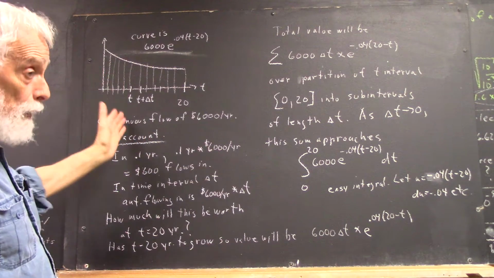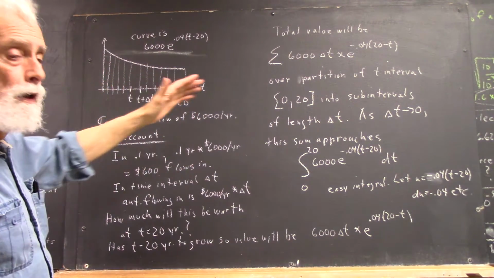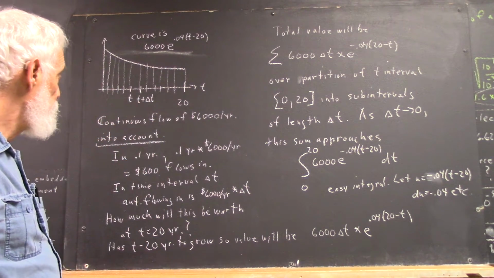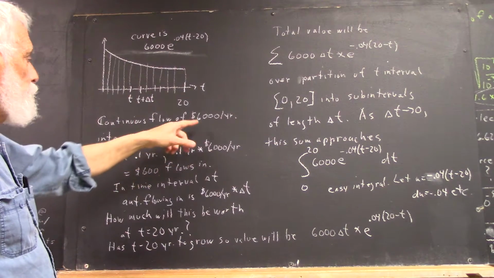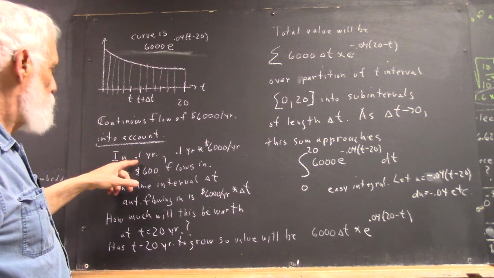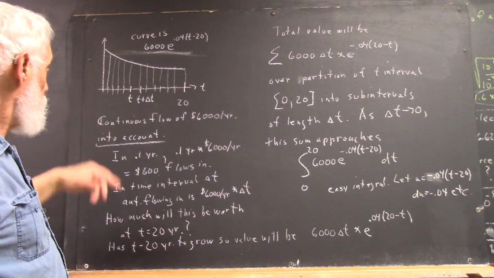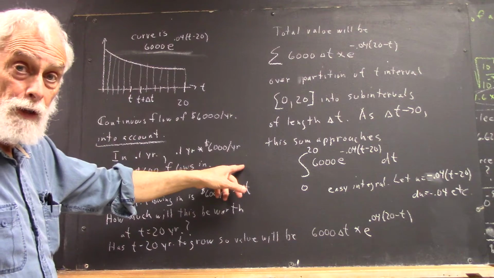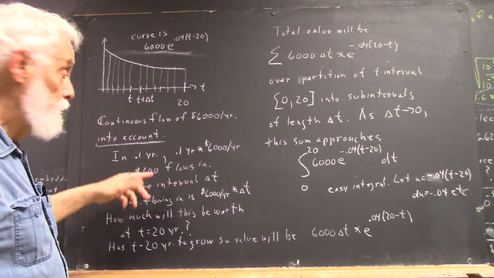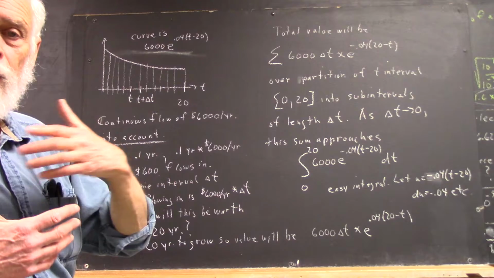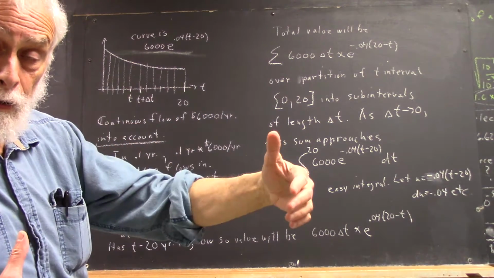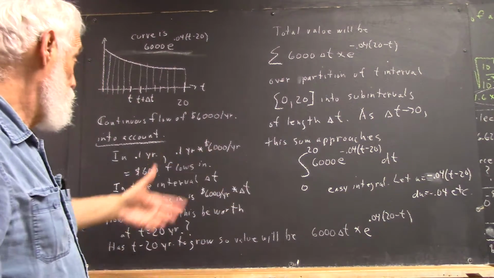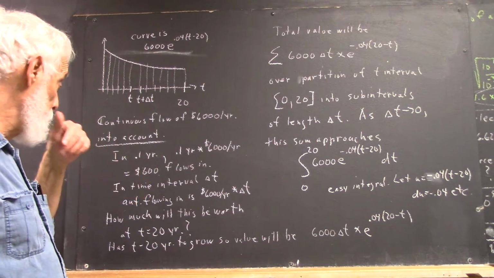Then we want to ask ourselves, how long does it have to accumulate? So we take a typical interval from t to t plus delta t. In 1 year, at this continuous rate of flow, in a tenth of a year, how much money would flow in? Well, we'd multiply a tenth of a year by the $6,000 per year to get $600. If $6,000 flows continuously at a uniform rate into the account for a tenth of a year, we're going to have $600 during that time interval.